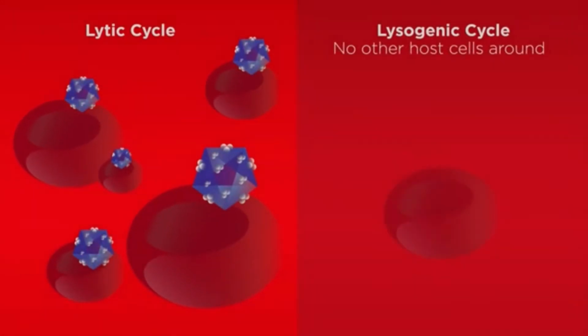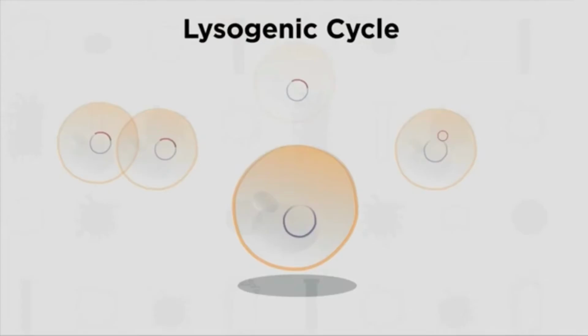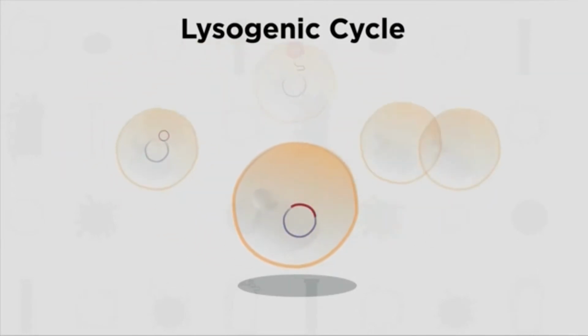However, sometimes there aren't too many other host cells nearby. Viruses are specific for different types of host cell. In this case, the slower lysogenic cycle is preferable. The virus can't risk killing its host until there are other new hosts around. Instead of killing the host, the viral genetic information combines with the host's genetic information and becomes part of the host. The host doesn't really notice the change.